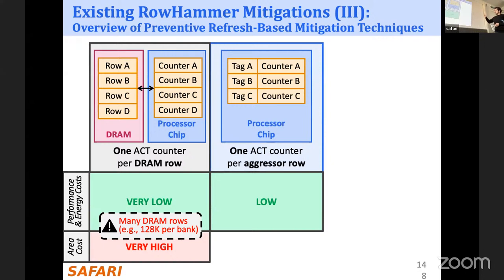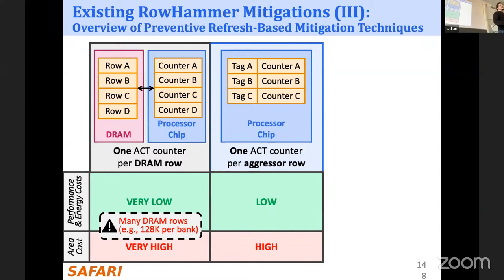And there might be some additional overhead on top of what one-activation-counter-per-DRAM-row based mechanisms will get you, because you will have some false positives, some extra activations due to aliasing in this structure that you have. And the area costs for this, although it might be lower than implementing one activation counter per DRAM row, are still very high because you still need to implement many counters.